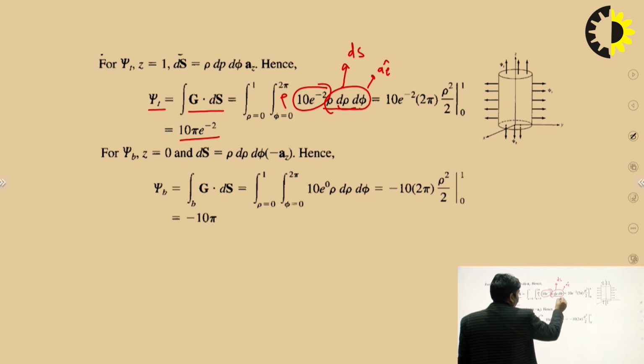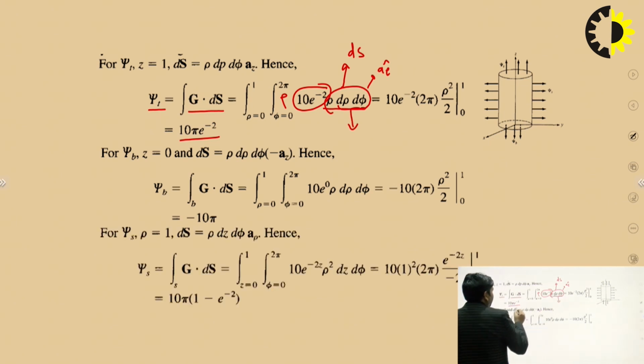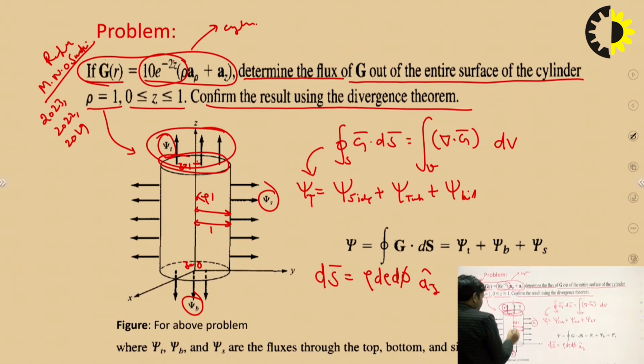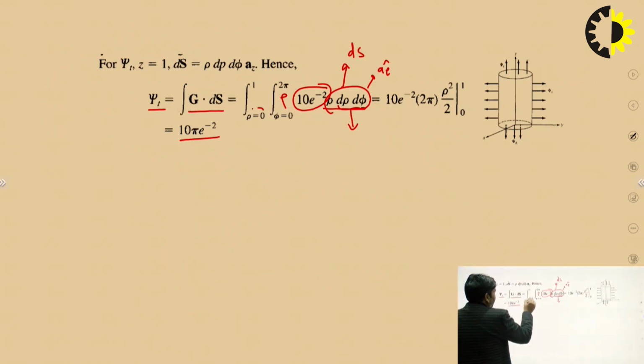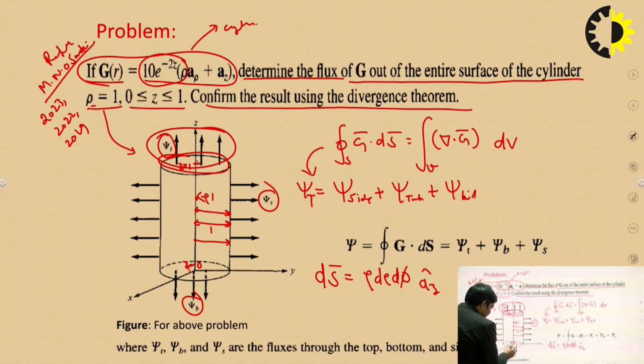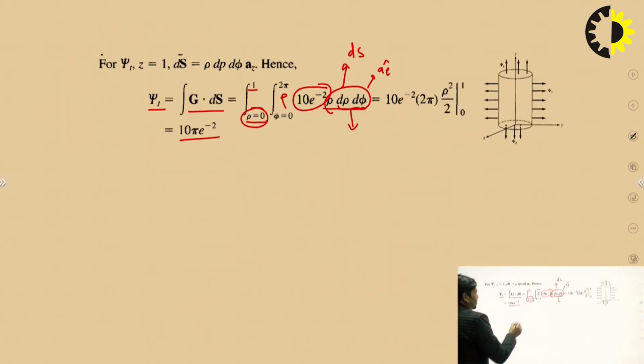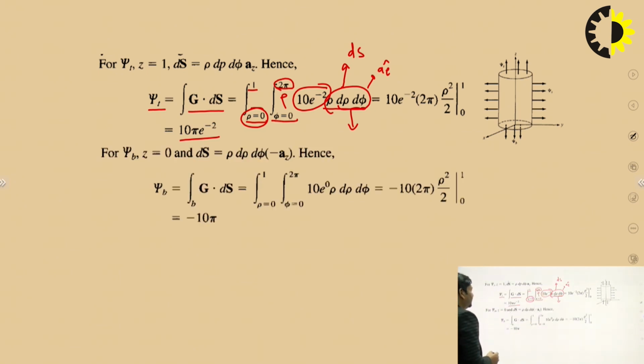Here there are two variables, rho and phi. Rho lies from 0 to 1, so the limits of rho are 0 to 1, and phi is the angle, which lies from 0 to 2 pi. So they produce a cylinder. We put phi from 0 to 2 pi and integrate, and we get the answer 10 pi e raised to power minus 2. So we have easily calculated the top outward flux.